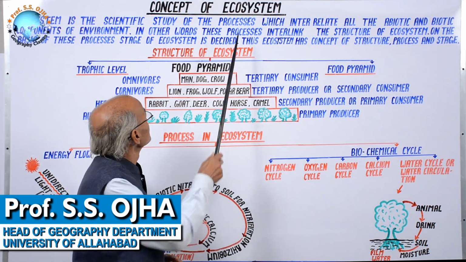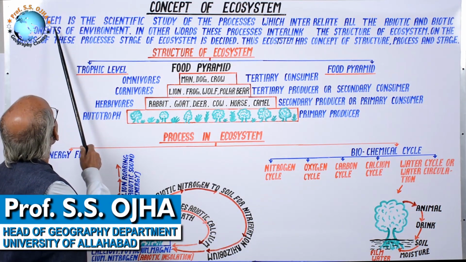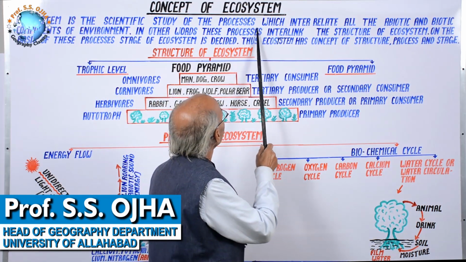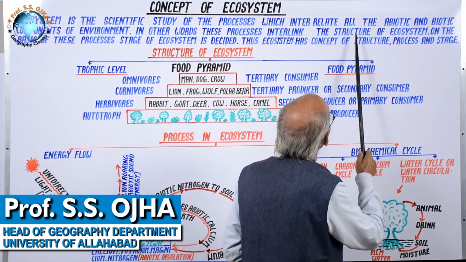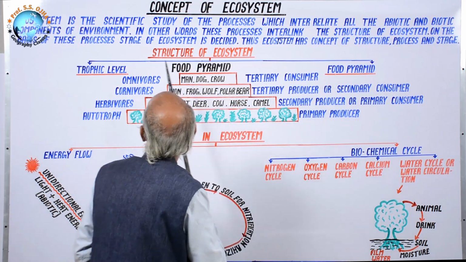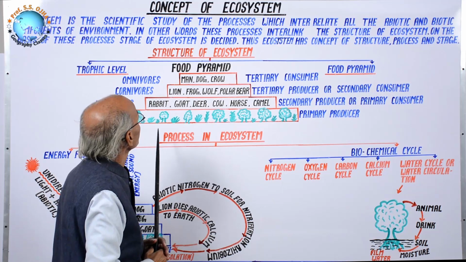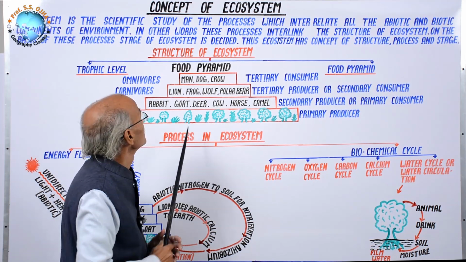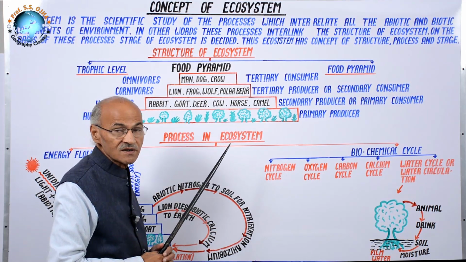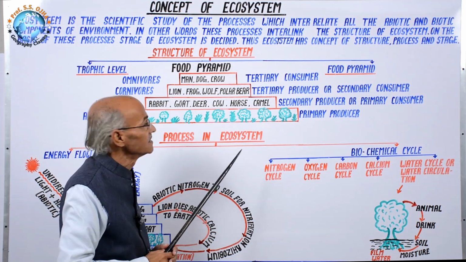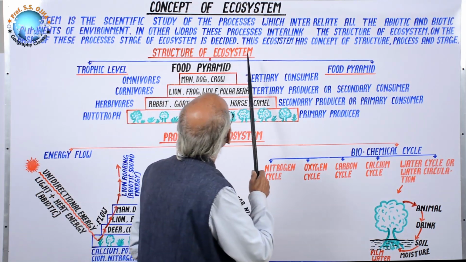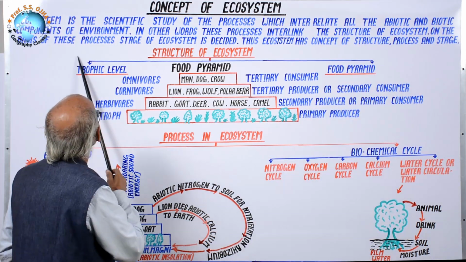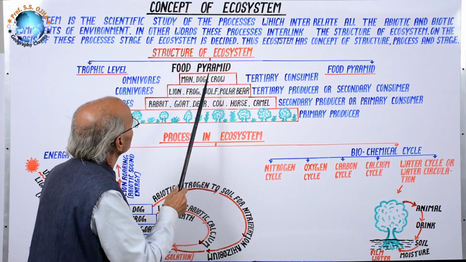So, to define the concept of ecosystem, we have to think over it: it is the scientific study of all types of processes which interrelate all the abiotic and biotic components of environment. It means environment consists of a number of abiotic, means lithospheric, atmospheric, hydrospheric components, as well as all the biotic, means plants and animals. So the process interlinking these is called ecosystem. In other words, these processes interlink the structure of ecosystem. On the basis of these processes, the stage of ecosystem is decided.